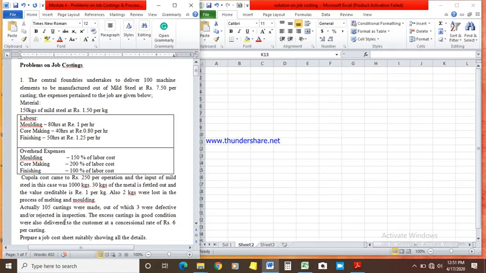The excess castings in good condition were also delivered to the customer at a concessional rate of rupees 6 per casting. So the customer has given an order for only 100 castings, and the price you quoted is 7 rupees 50 paisa. The 2 additional castings which are in good condition are also sold to the customer at a concessional rate. Instead of selling at 7 rupees 50 paisa, we are giving it at 6 rupees per casting. So we are supposed to prepare a job cost sheet showing all these details.